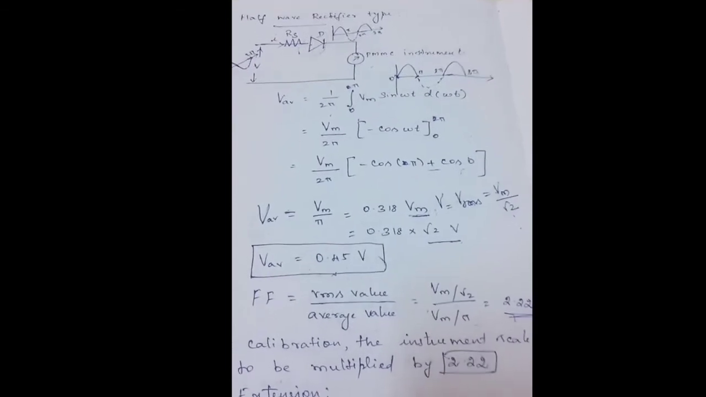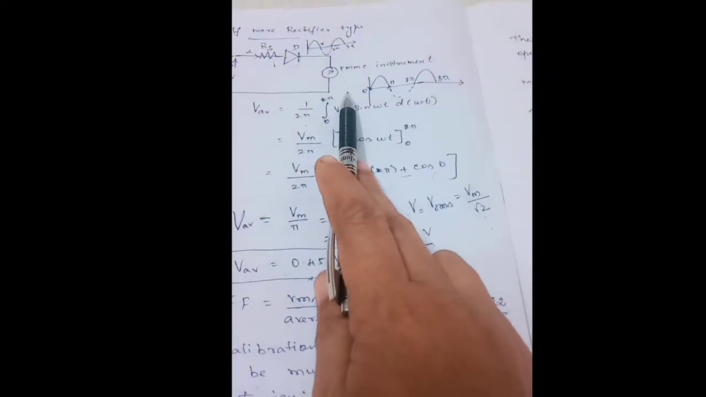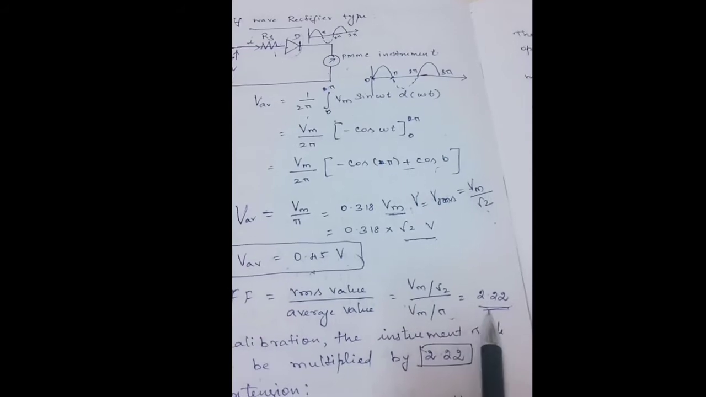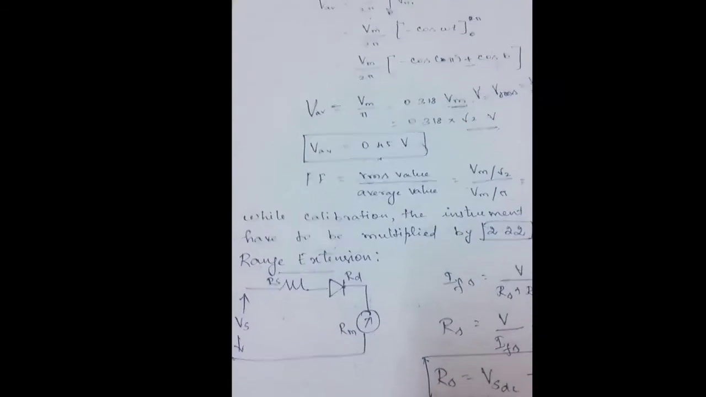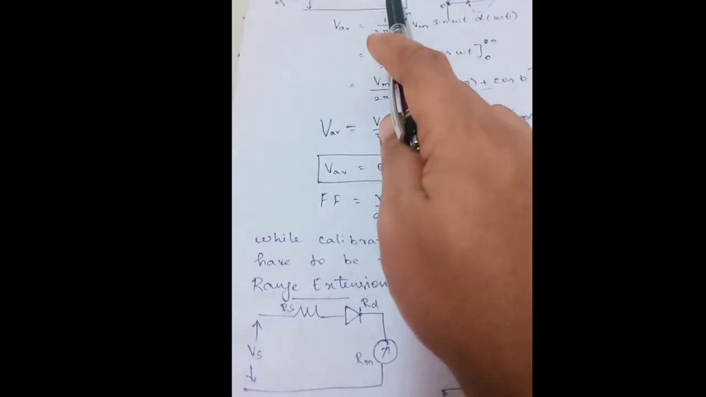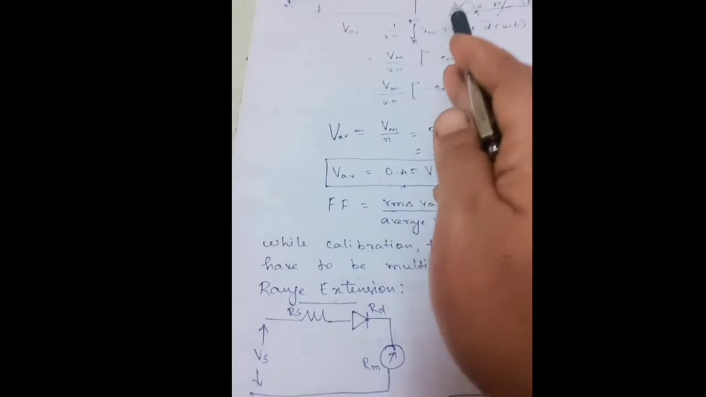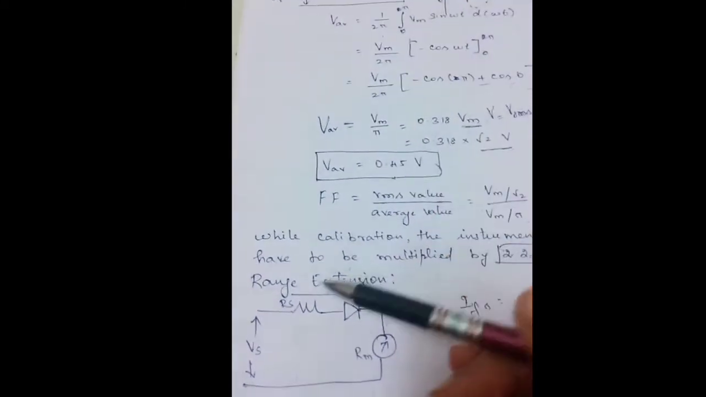So whenever we make use of a half wave rectifier type instrument for measuring AC values of voltages, we need to calibrate this PMMC instrument by multiplying with a constant of 2.22. So this is about the half wave rectifier unit. In this unit, we can even extend the voltage range of this PMMC instrument by making some modifications in the circuit.